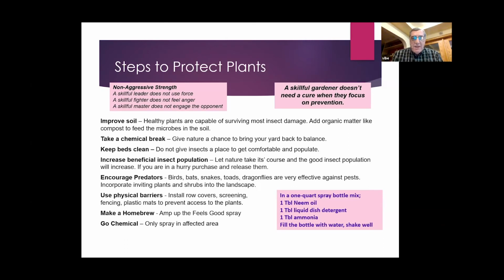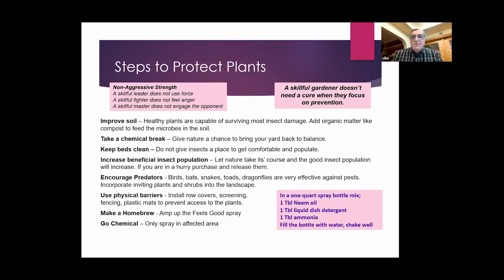They kill everything. So if it's a contact pesticide, it's going to kill every insect and bug that you have in the yard, not just the Japanese beetles. So you need to take a break and allow the good guy population to increase, and they'll take care of the bad guys. Keep the beds clean.